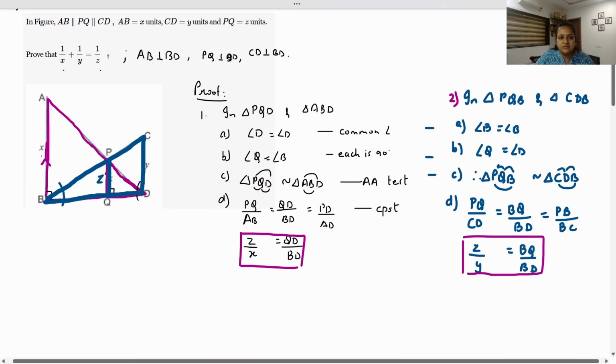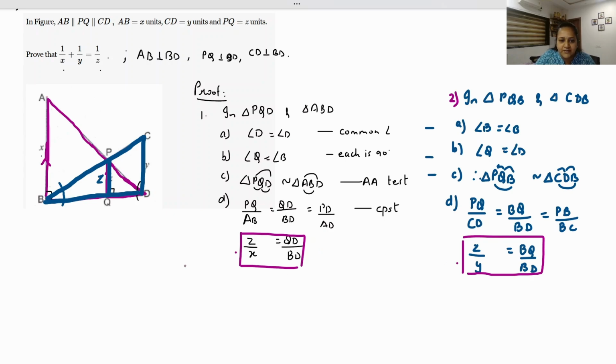Now, if you look at the question, we have 1 upon X plus 1 upon Y. So, 1 upon X is here, 1 upon Y is here. That means we're going to add them now in the third step. So, in the third step, let's consider: now I can't just bring X without Z, so we'll have to bring it along with Z. So, Z upon X plus Z upon Y.